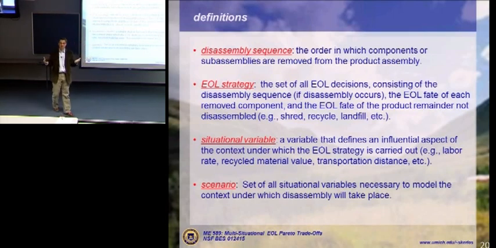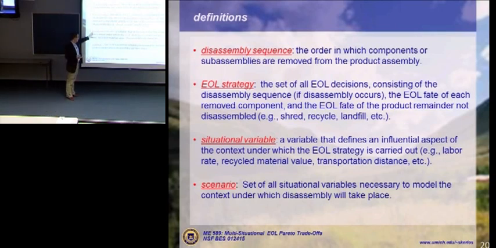Now you may not have any disassembly. You might just throw it to a landfill, or you might just shred it. Okay, those are strategies. An end-of-life strategy might just be landfill it. It might be shred it. It might be disassemble in this order, and then with those components that were disassembled, landfill them for the rest, recover and recycle them. So we call the end-of-life strategy the whole sequence of decisions that are made at the end of life.